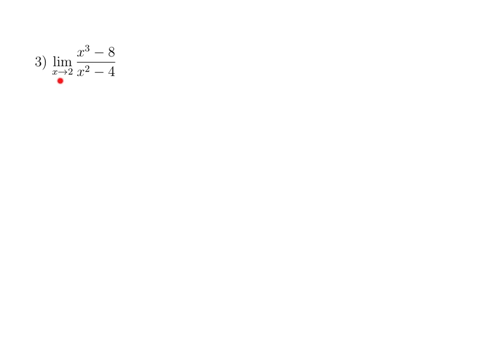For this last limit, again, we have a rational function. Can we simply put 2 in place of x to get the answer by direct substitution? The answer is no. If you put 2 into the numerator, you get 2 cubed, which is 8, minus 8, that's 0. That's not a problem, but in the denominator, if you put 2 in place of x, you get 4 minus 4, which is also 0. So direct substitution does not work.